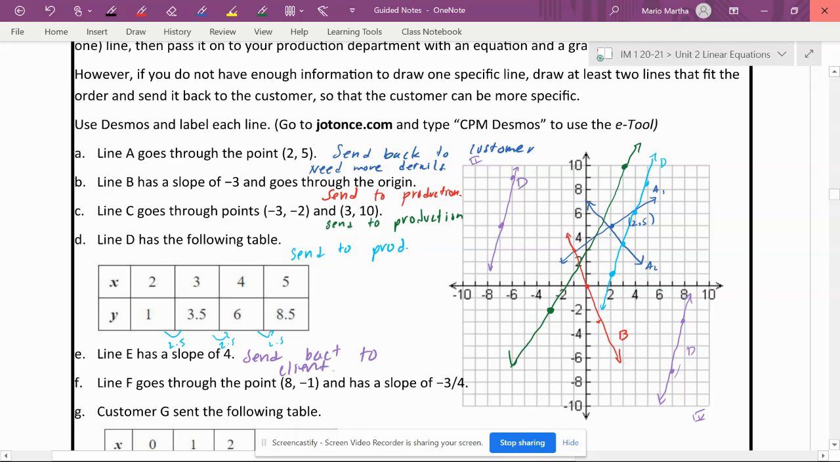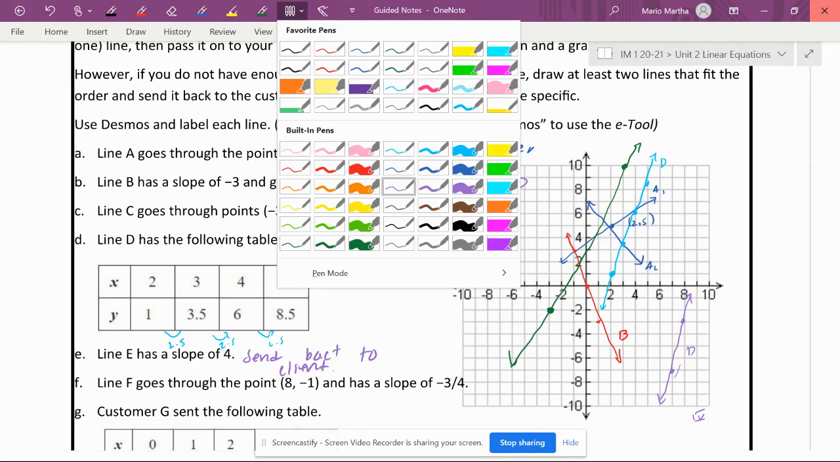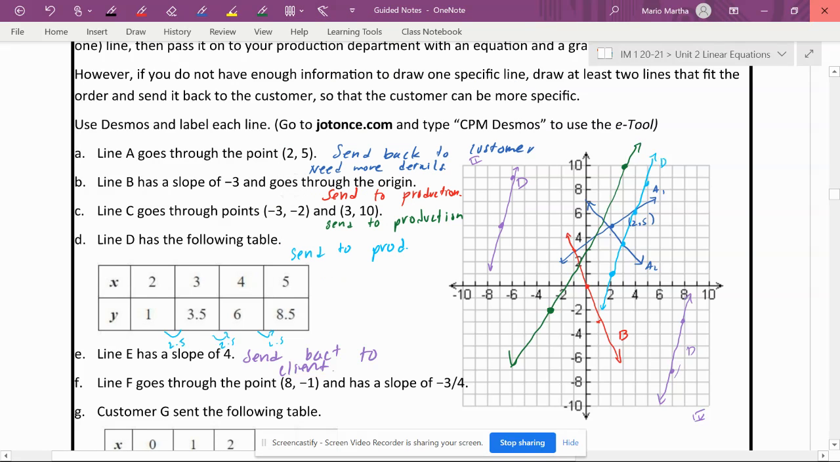And then line F goes through 8, -1 and has a slope of -3/4. So let's see that one now. So line F, 8, -1. So we go 8 to the right and then down 1 right there. And then from there, we're going to go down 3, and then it says 4 to the right. So we're going to end up somewhere about right there. So that's going to be our new line. Again, there's only one line that can be drawn right there. So therefore, we can also send this to production.